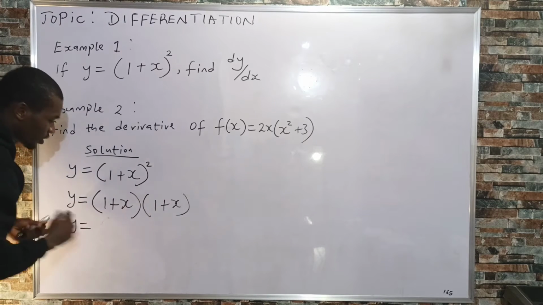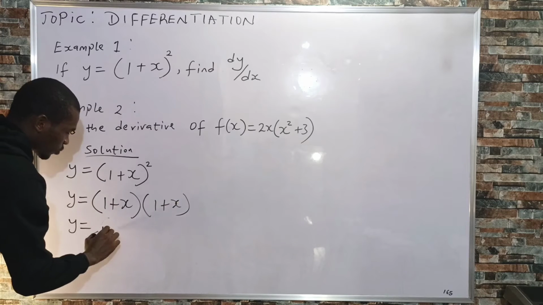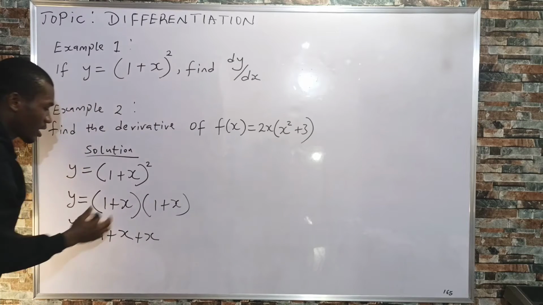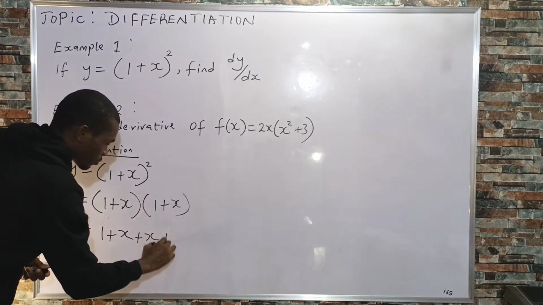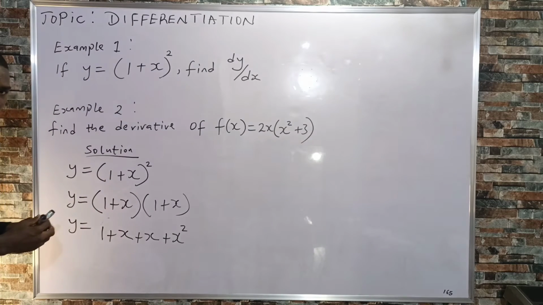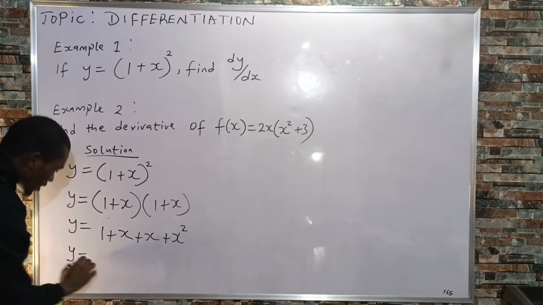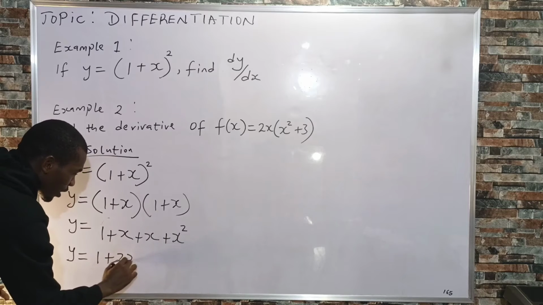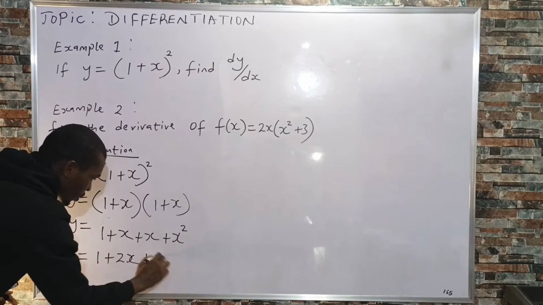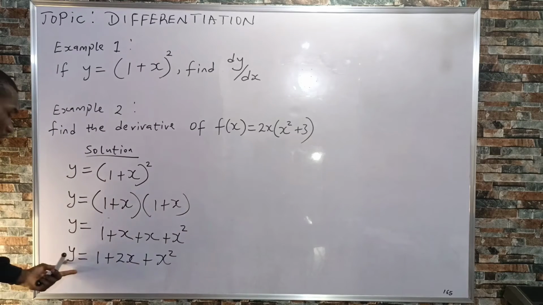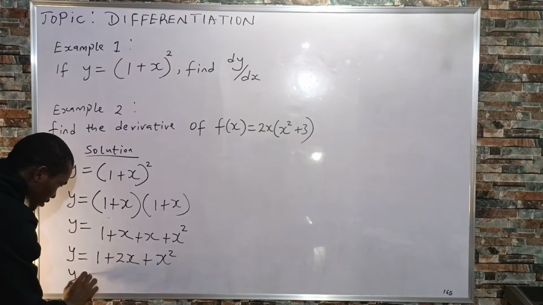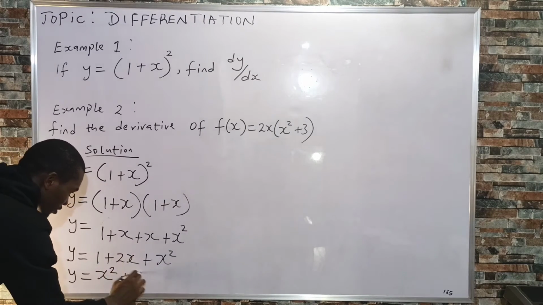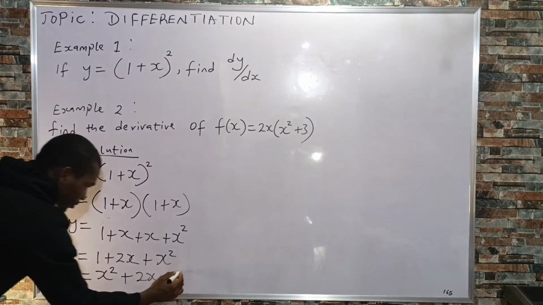1 multiplied by 1 will give us 1. 1 multiplied by x will give us x. Plus x multiplied by 1 will give us plus x. And plus x multiplied by plus x will give us plus x squared. Okay? Let's go ahead to add. We have that y is equal to, 1 plus x will give us 2x, then plus we have x squared here already. So let's rearrange this equation such that y is equal to x squared first, plus 2x, then plus 1.